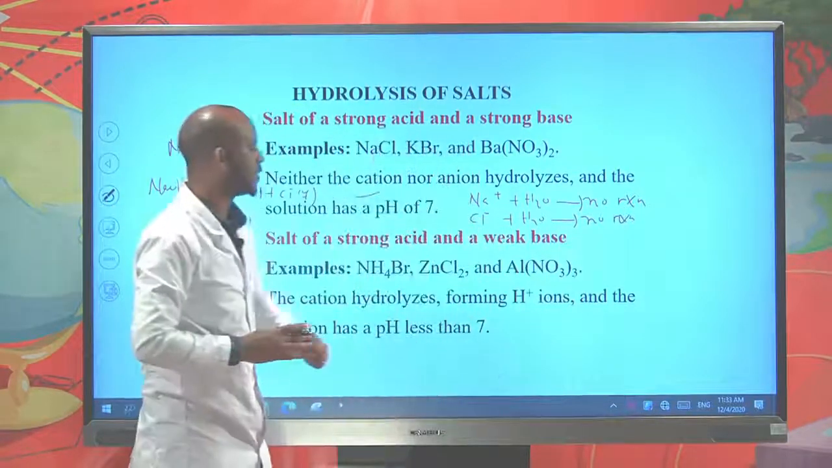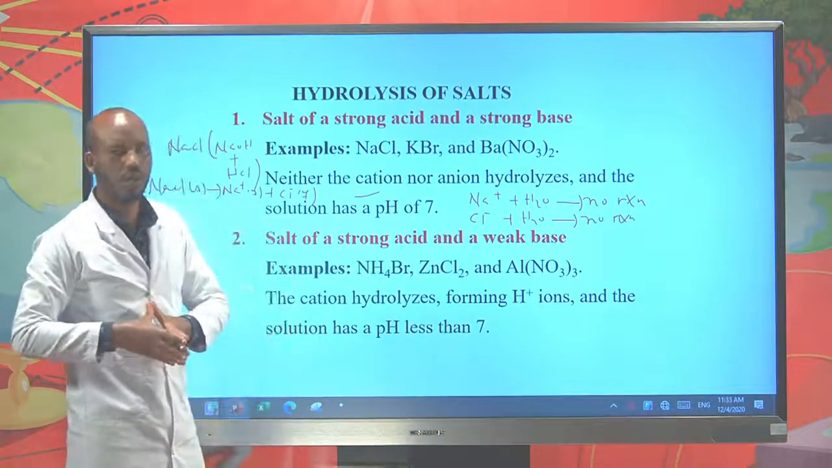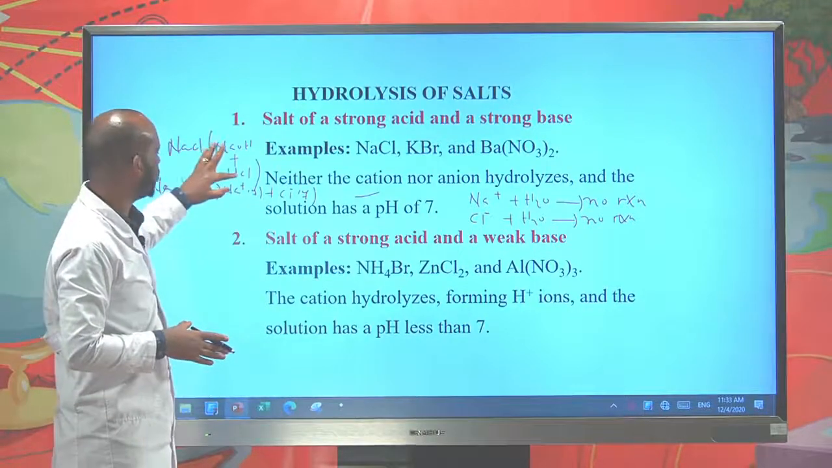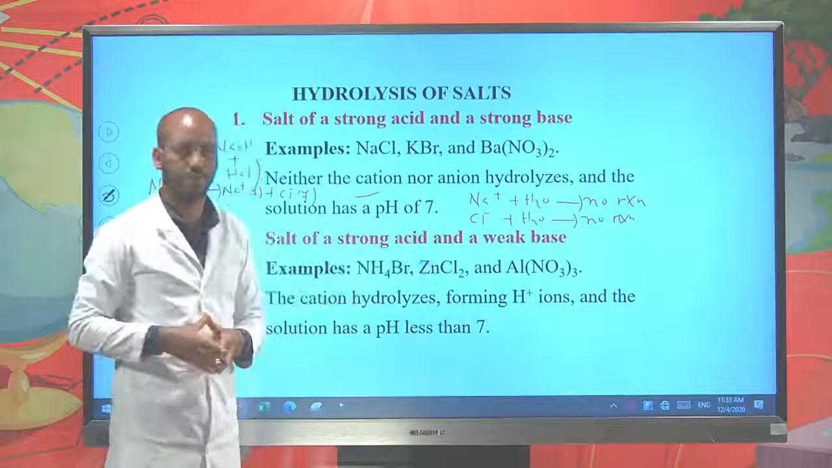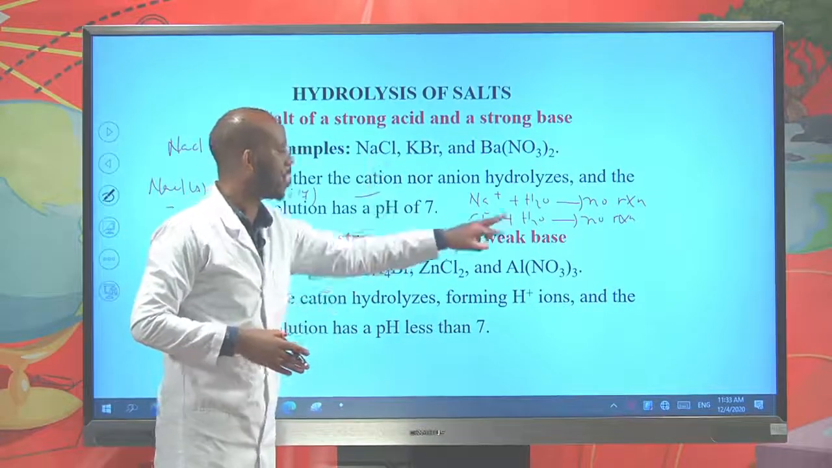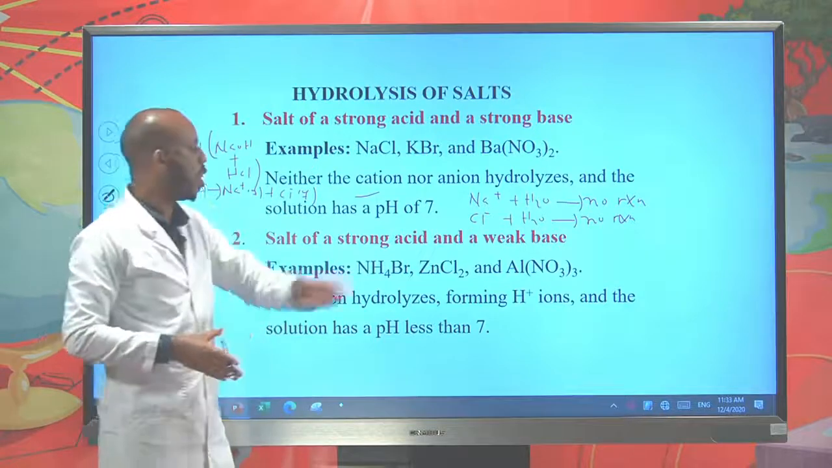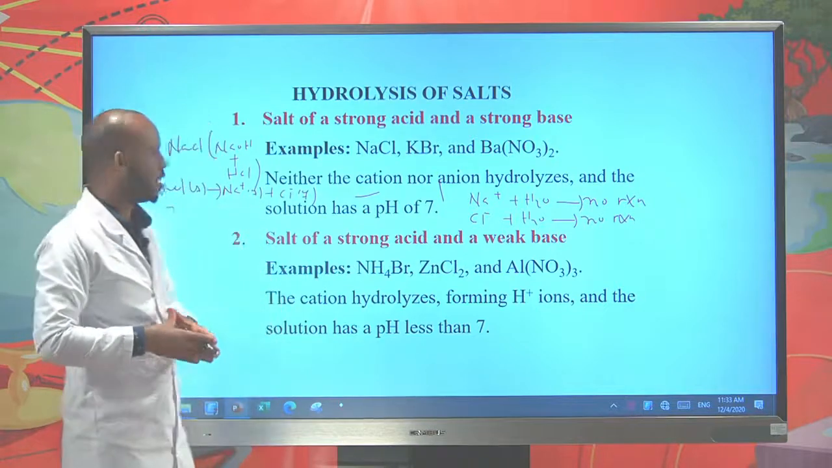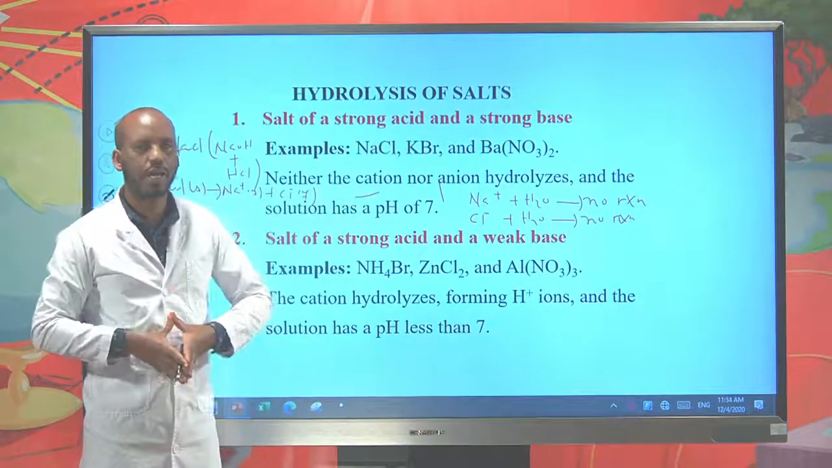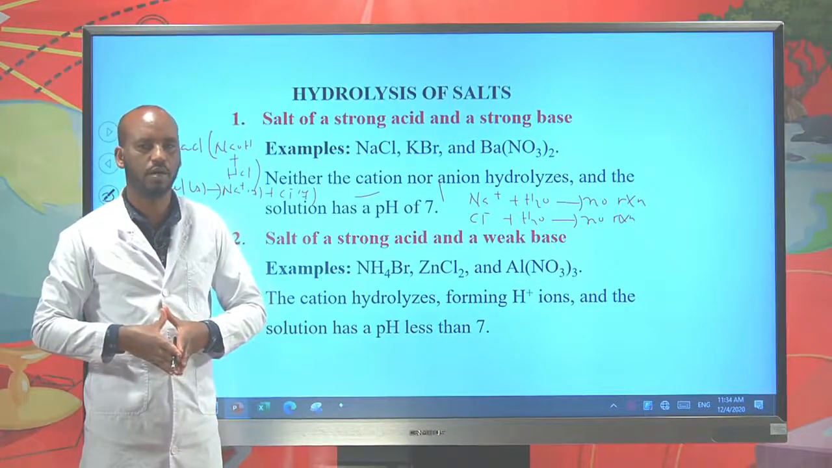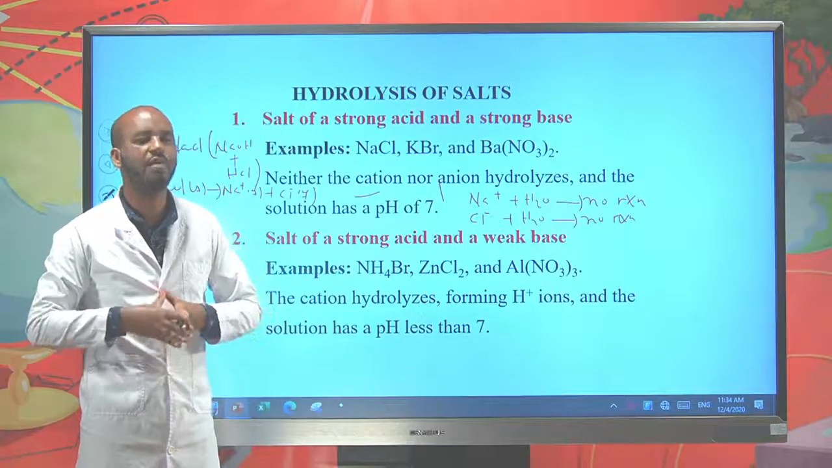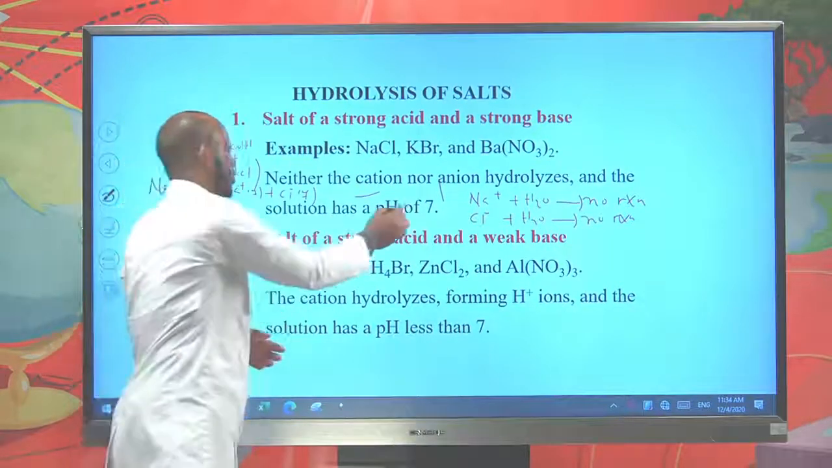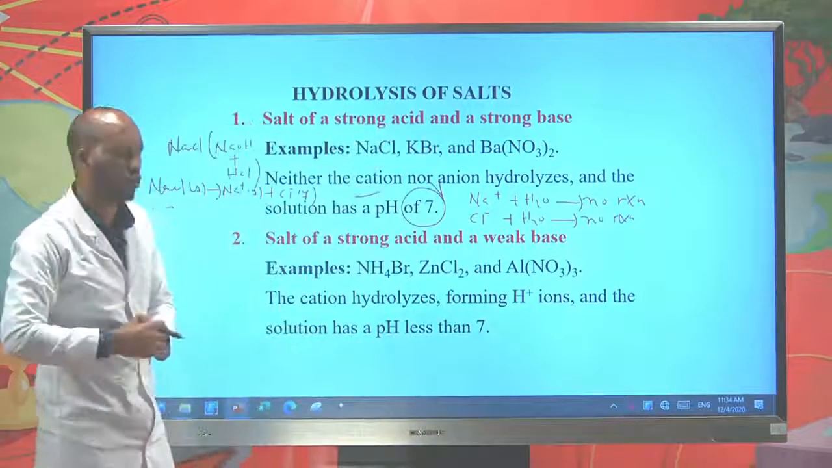Why? Because Cl minus is the conjugate base of a strong acid, hydrochloric acid. If an acid is strong, its conjugate base is weak. Cl minus has no tendency to accept a proton from water, no affinity for H plus. Therefore, if a salt derived from a strong acid and a strong base dissolves in water, the pH of the solution is unaffected. pH is 7, neutral solution.